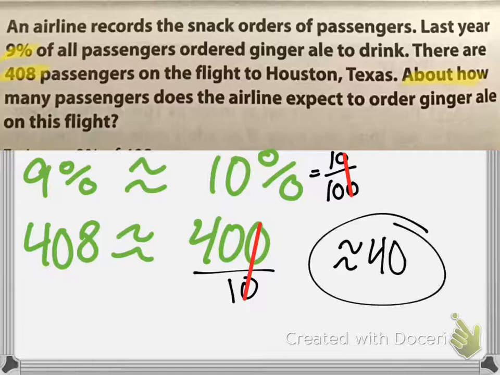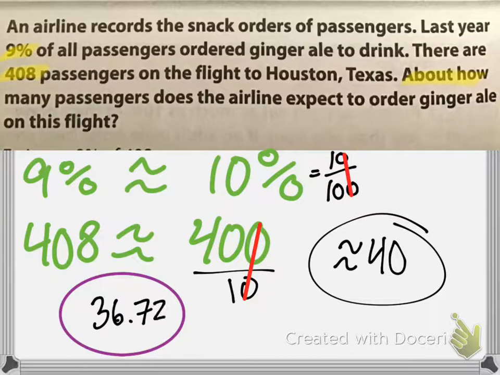About 40 people. And if I found my real exact answer, I would find out that my answer is 36.72. See, someone just made the mistake. They forgot to make 9% as a percent over 100 when they were doing it. And they got their answer to be 367.2.